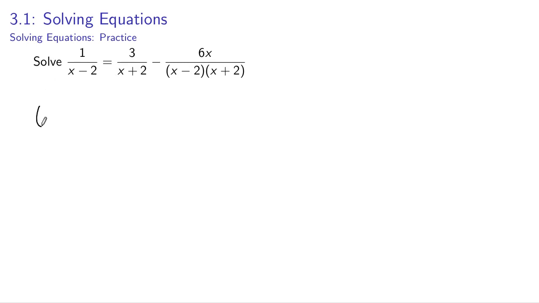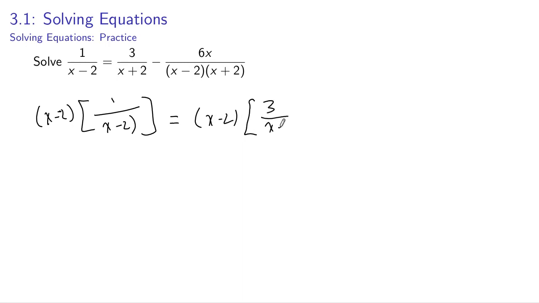you'd end up with x minus 2 times 1 over x minus 2 equals x minus 2 times this whole thing, 3 over x plus 2 minus 6x over (x minus 2)(x plus 2). Brackets here are just a way of saying a parenthesis that's really big. It just helps us keep track of how they group together. Oops, I'd lost a parenthesis here. So we use little parentheses in here and these big brackets on the ends to help us remember this is all happening at once.